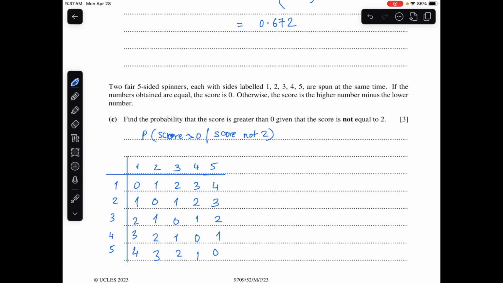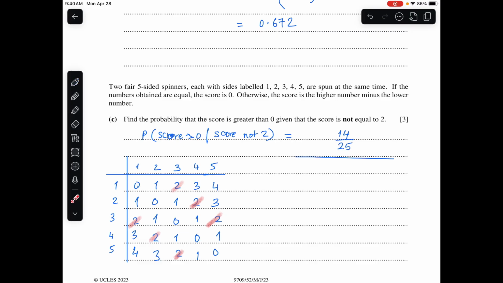Now, probability of the score being greater than 0, intersecting that the score is not 2. So let's cross out the 2's. Now that you have crossed out all the 2's, you need to check how many you're left with. 1, 2, 3, 4, 5, 6, 7, 8, 9, 10, 11, 12, 13, 14. So the probability score being greater than 0 and not 2 is 14 out of 25.